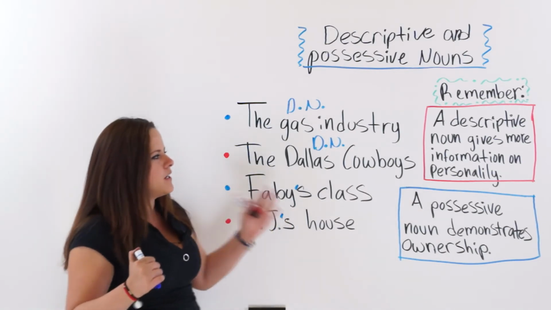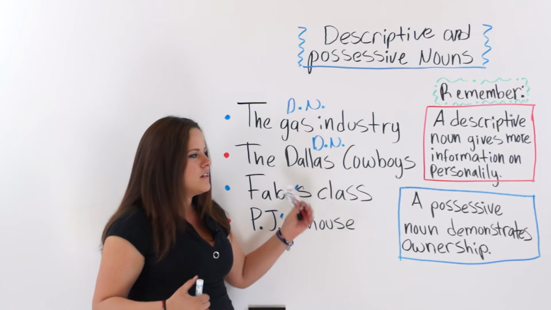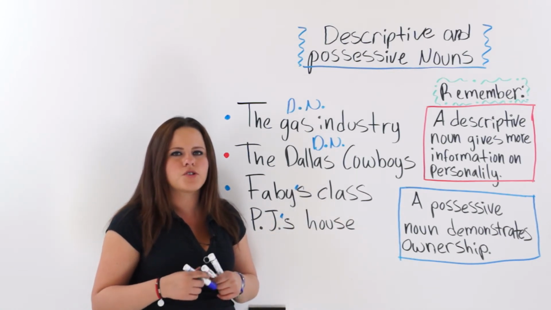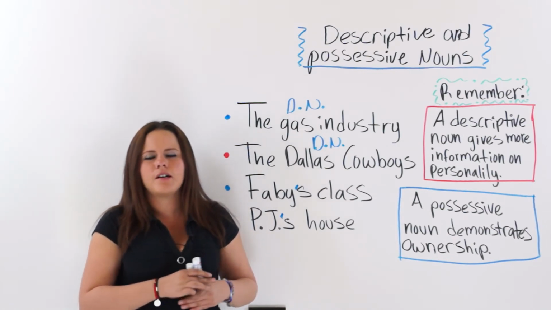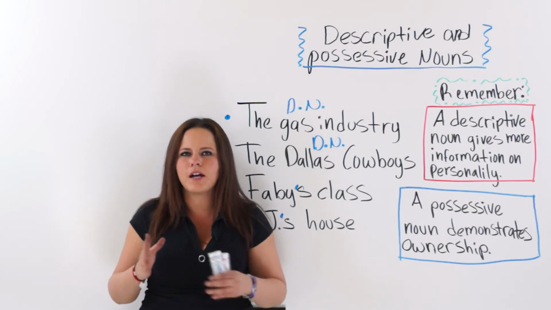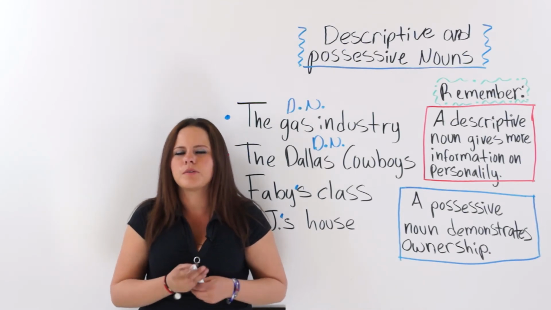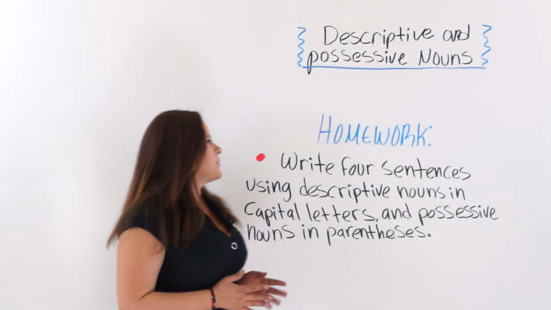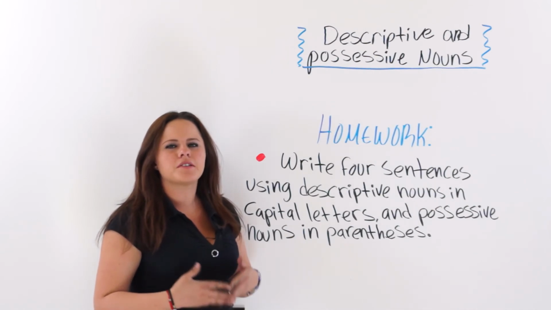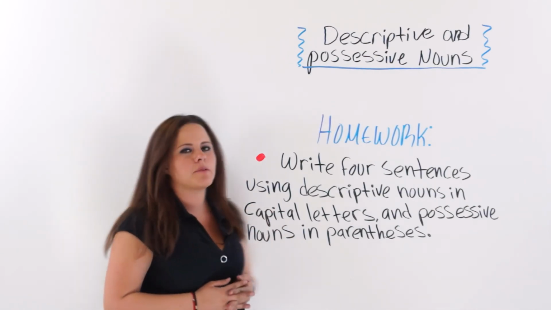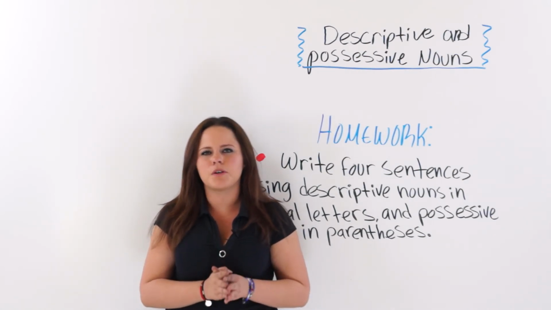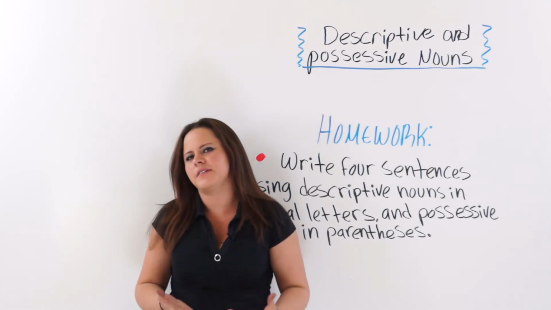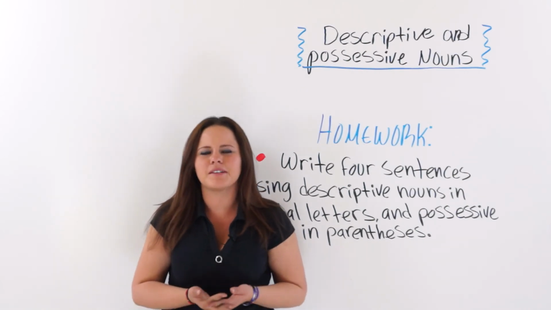Remember, a descriptive noun gives more information on personality, and a possessive noun demonstrates ownership or tells you something belongs to somebody. Next, I will leave you some homework, because remember that you need to practice as much as you can in order to improve your English. For homework, you are going to write 4 sentences using descriptive nouns in capital letters and possessive nouns in parentheses. Okay, if you have a workbook, please do your homework in your workbook. And if you don't, please leave your homework in the comment section below this video.